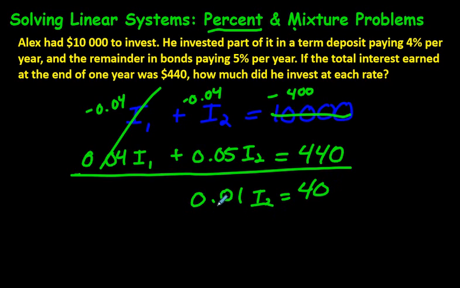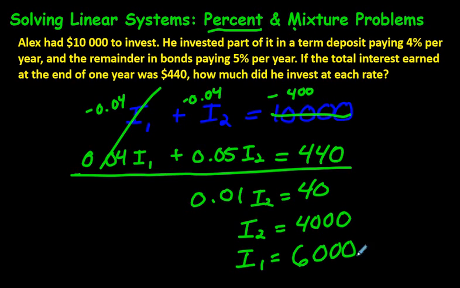Divide both sides by 0.01 so that we find out that the second investment was, if you take 40 divided by 0.01, you get 4,000. So we know the second investment was $4,000. Now it's pretty easy to figure out the first investment because, if you look at the blue writing here behind these lines, investment 1 plus investment 2 was $10,000. That means the $4,000 plus this number here should equal $10,000. Well, $4,000 plus $6,000 is $10,000.